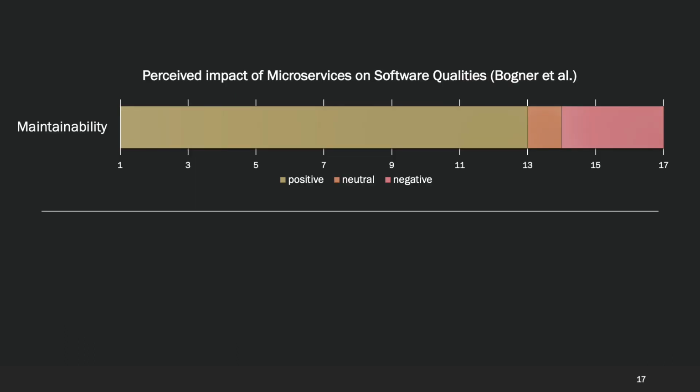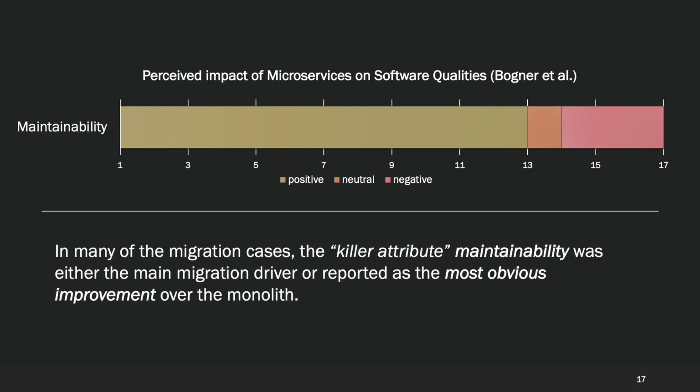On this slide, you see the reported impact of using a microservice architecture on maintainability. The researchers have found that in many of the migration cases, maintainability was actually the killer attribute. This was either the main migration driver or reported as the most obvious improvement over the monolith.